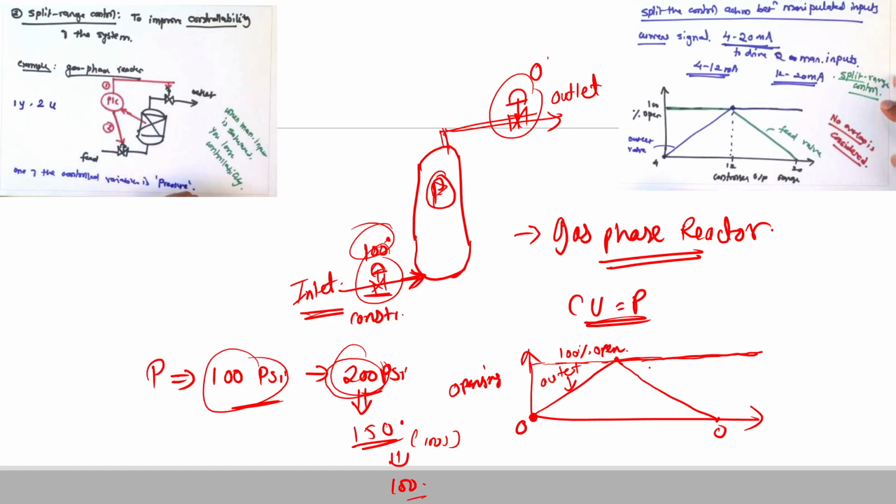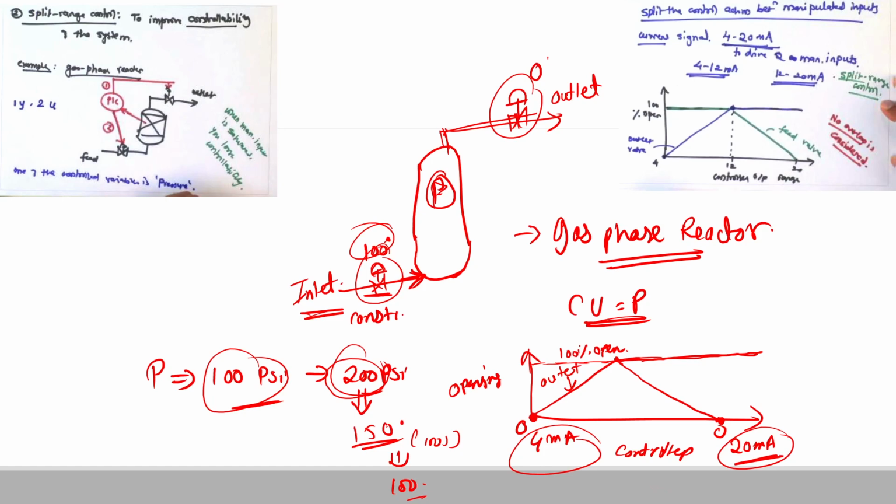So over here, in this diagram, you can see that this will be my controller output. Usually the controller signal is given in 4 to 20 milliampere. So this is 4 milliampere, and that is 20 milliampere. This is basically the final range, the maximum range of the controller output. So how can we use this? How can we decide how we should split this automatically?